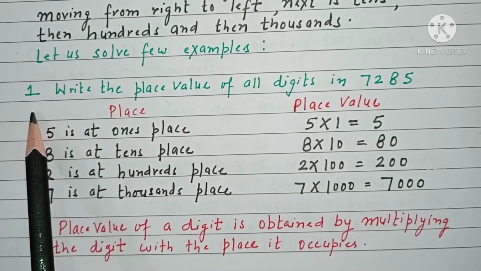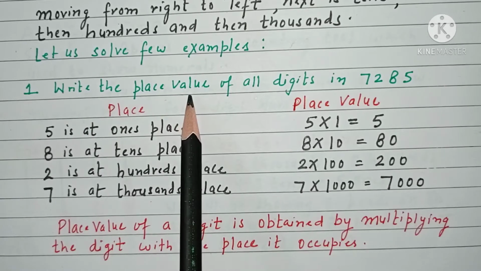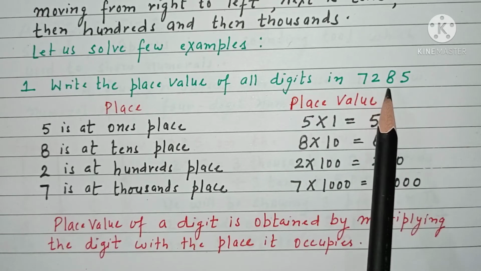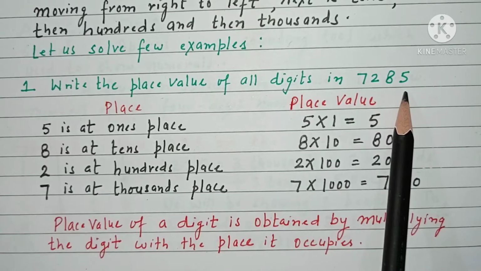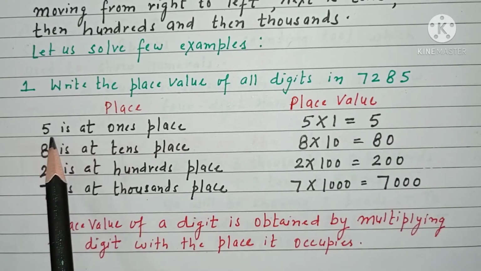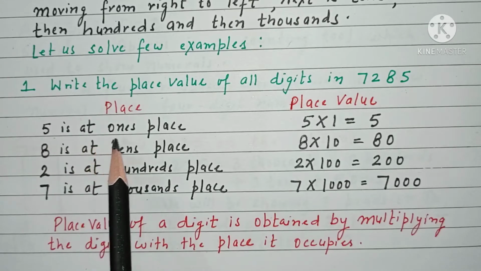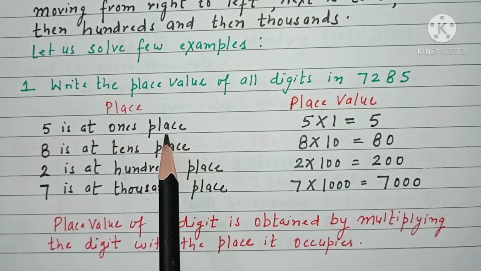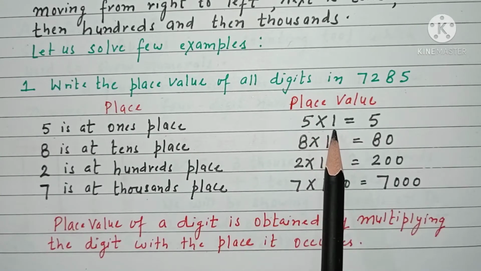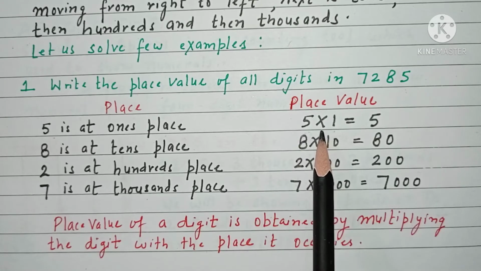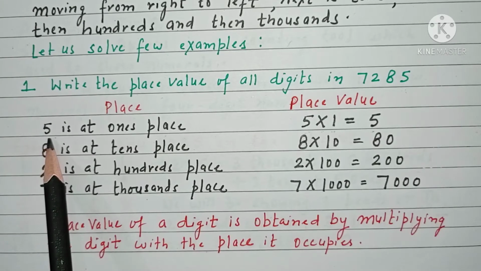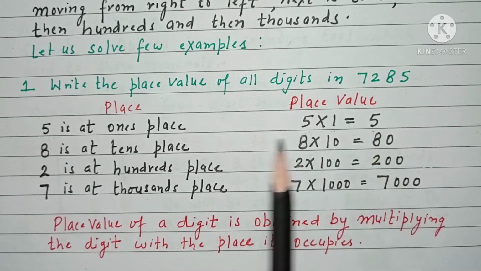See example number 1. Write the place value of all digits in 7285. So, children, the digit written in the extreme right is 5. So, 5 is at one's place. And its place value is, the digit is 5 and it is at one's place, so 5 multiplied by 1 gives us 5. So, the place value of 5 in this number is 5.